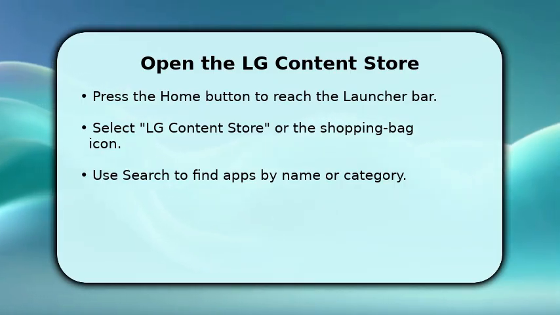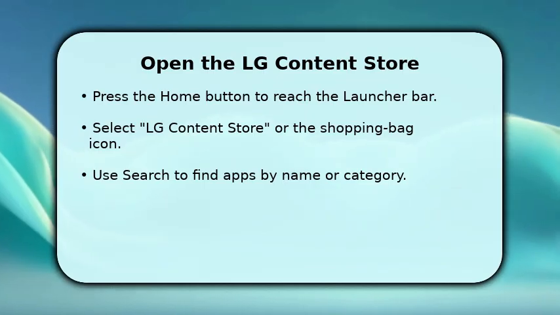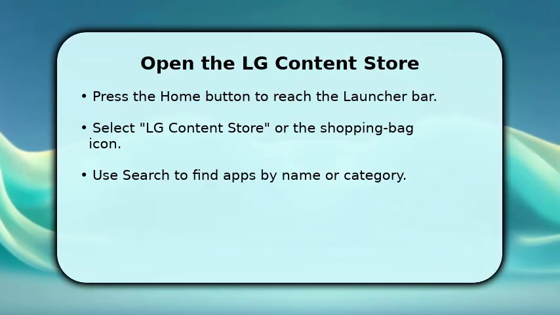Use the remote search field to type an app name or browse categories like streaming, games, or lifestyle to filter results. If a voice remote is available, say the app name to speed things up. Make sure the keyboard appears for manual entry, if needed.